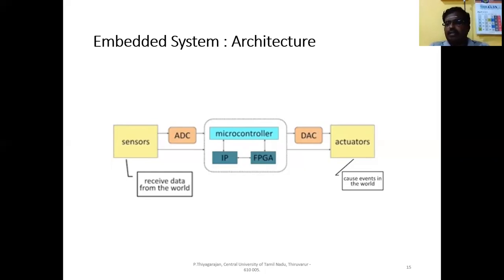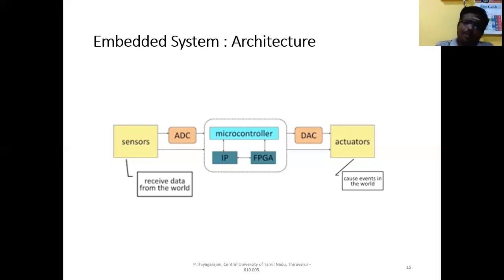This DAC is nothing but a digital to analog converter. The output received from the microcontroller will be passed to the DAC, and the DAC will convert the digital to analog, and the actuators will convey the output to the world. So sensors will receive the data from the world, which acts as an input to the microcontroller. The microcontroller will process the input and throw an output, and the output will be conveyed through the actuators. This is the overall diagram.